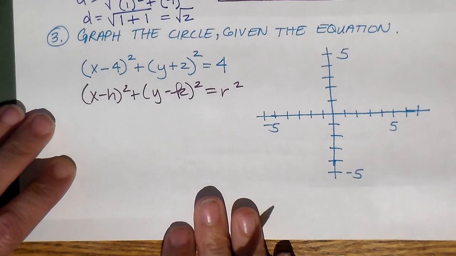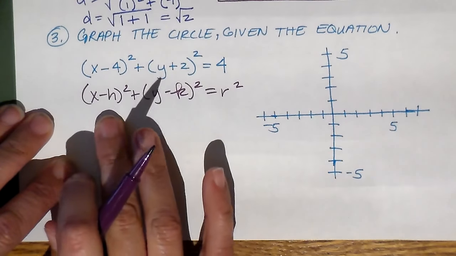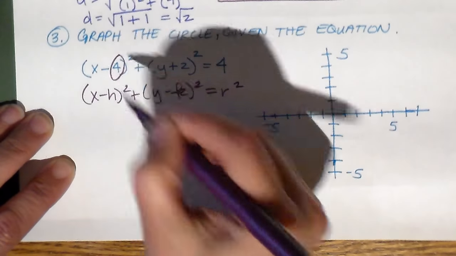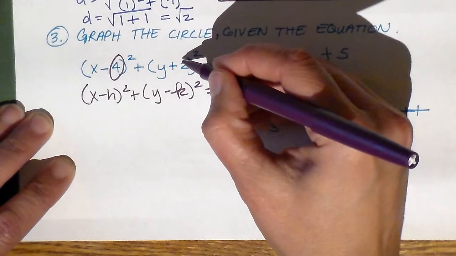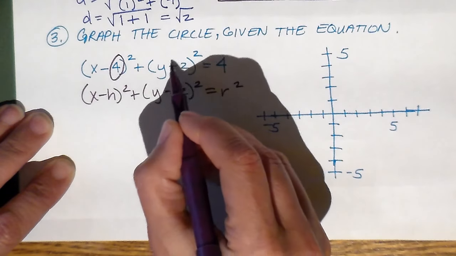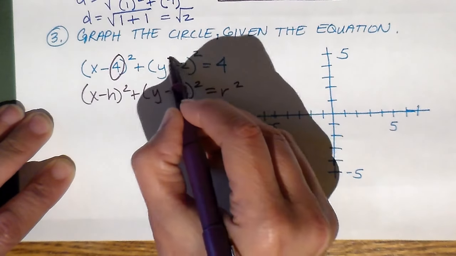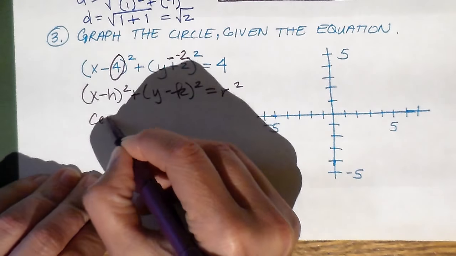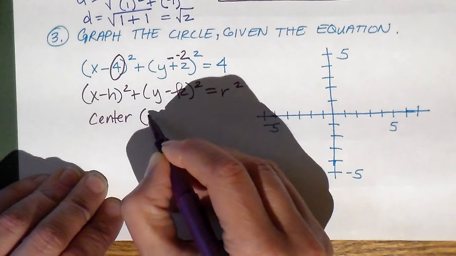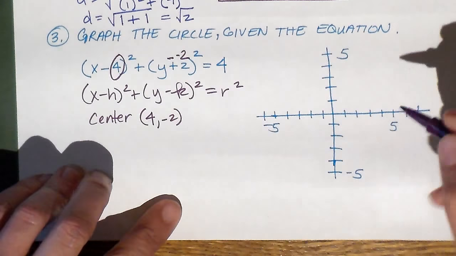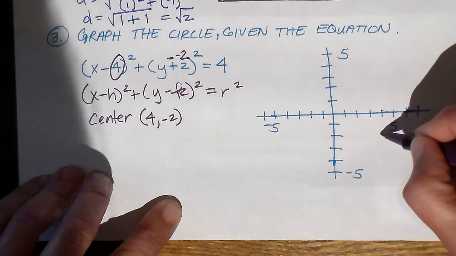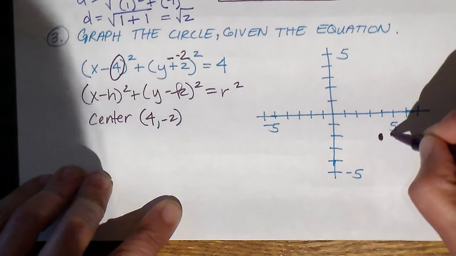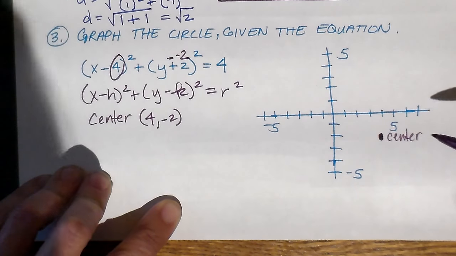So what we're going to do first is look at the equation we have. What is my h? My h is 4. What is my k? Well, it's plus 2, so that means it was minus negative 2. So my center is at 4, negative 2. So I'm going to go over 4 and down 2. So that's my center.